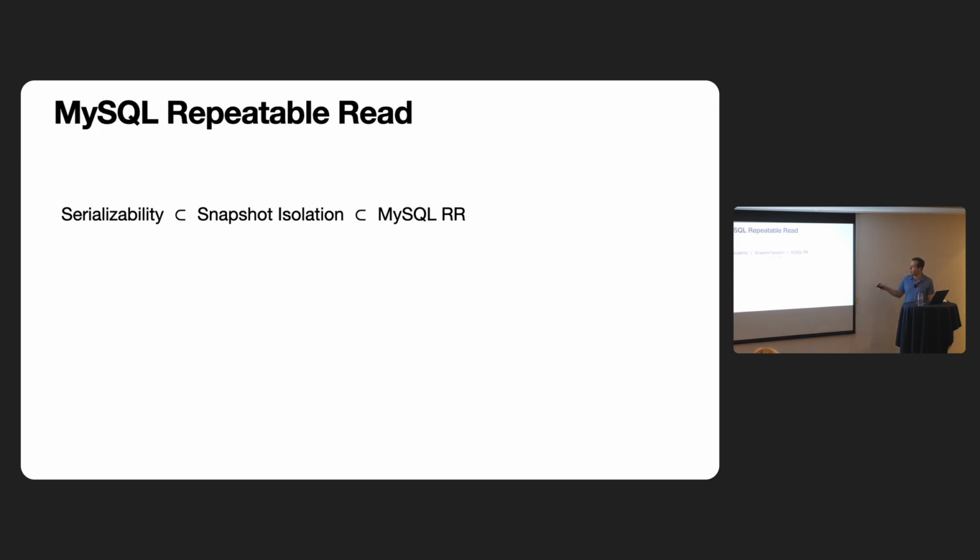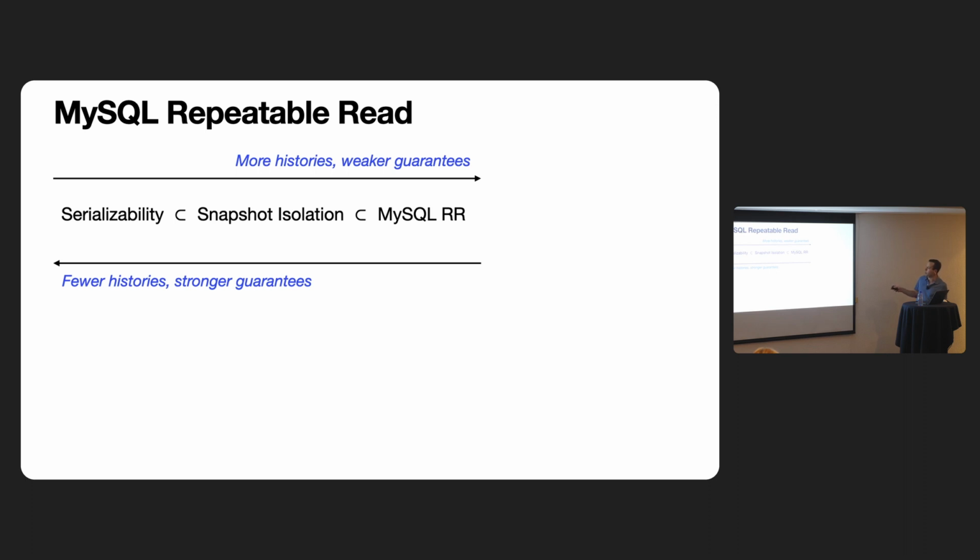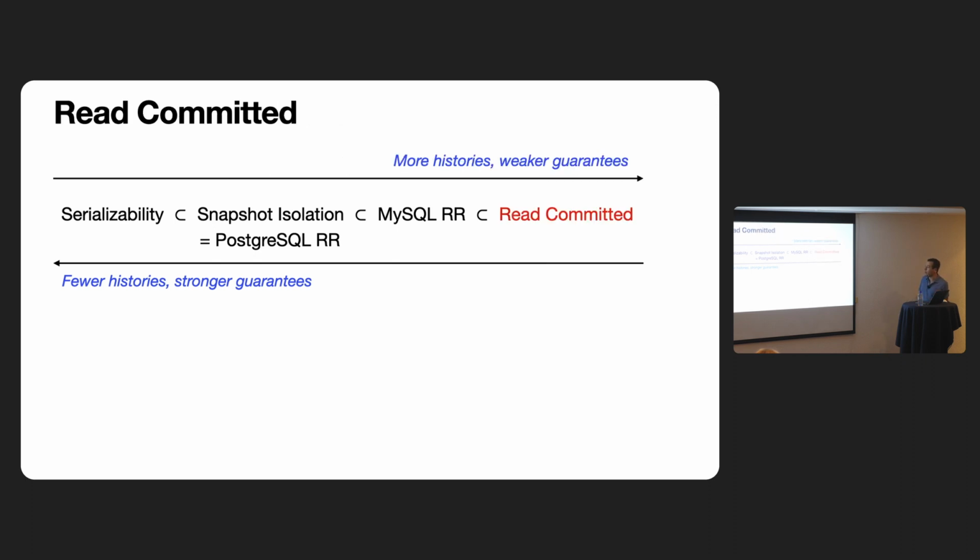So this was MySQL repeatable read, right? You have serializability. Snapshot isolation allows even more histories, and then MySQL repeatable read is over here, even weaker because we allow lost updates in general. So the directions go this way: you allow more histories and weaker guarantees this way, and fewer histories and stronger guarantees this way. And then the last weak level I'm going to cover is something called read committed. This is a really weak level, right?